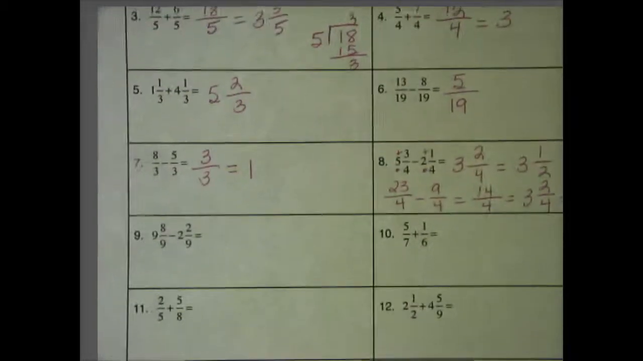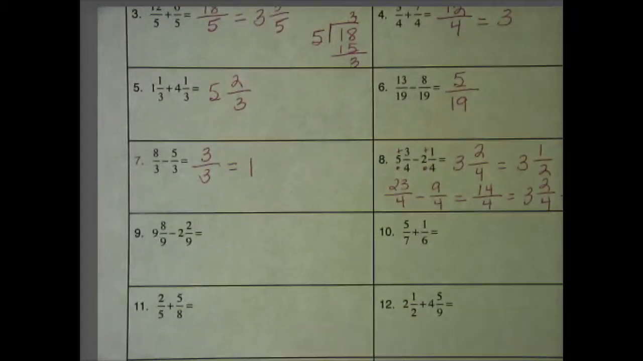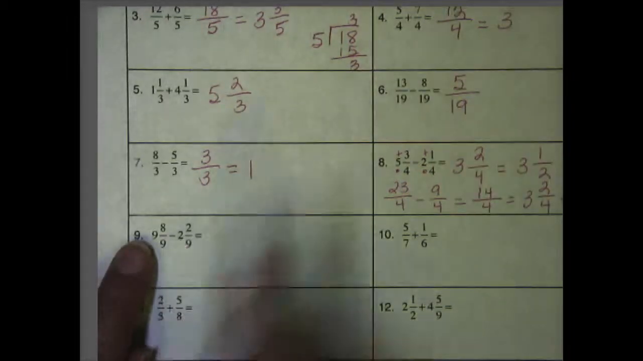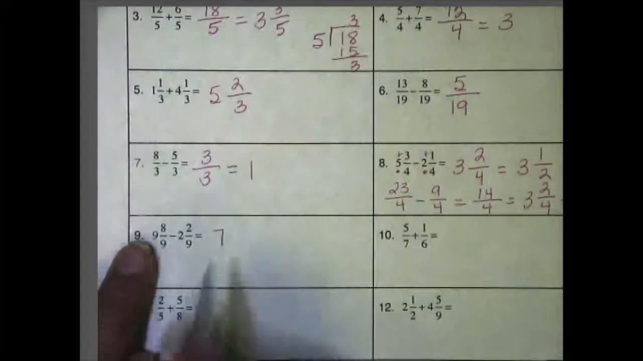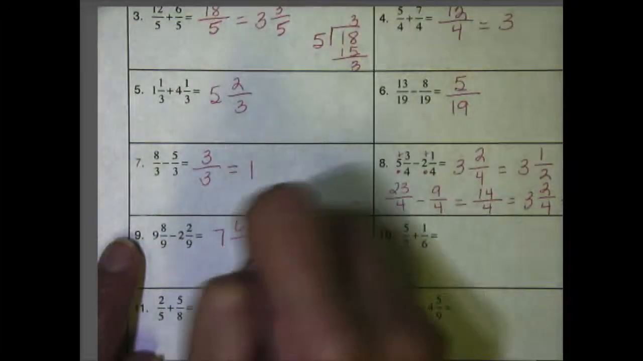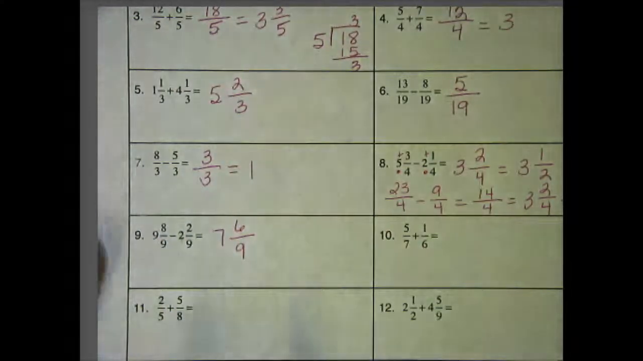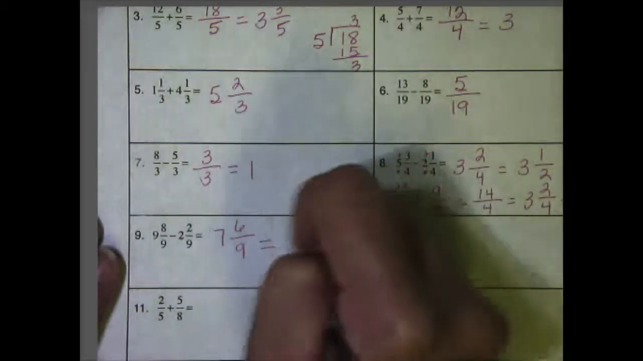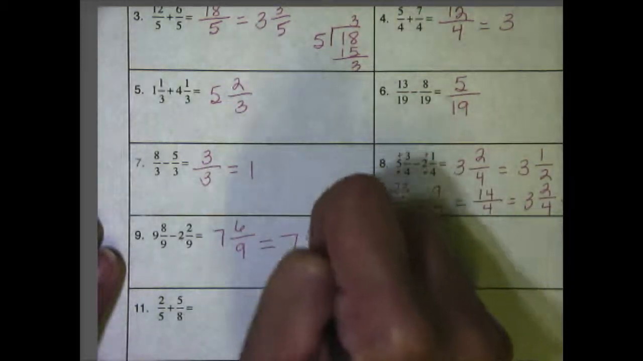So let's look at number 9. Number 9 should work out for us. 9 8/9 minus 2 2/9. So we're going to subtract the whole numbers. We get 7. We're going to subtract the numerators and we get 6. And our denominator stays the same. However, we can simplify 6/9. So we have 7 2/3.